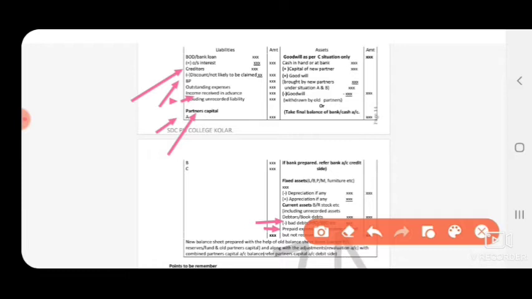So as per second step, partners capital account, whatever you will get the final balance, that balance transferred here. So this is about new balance sheet.